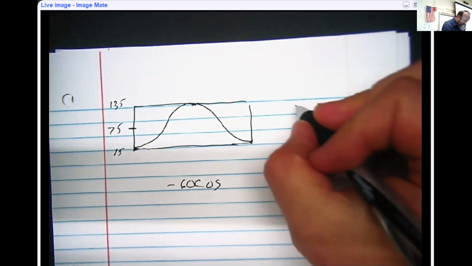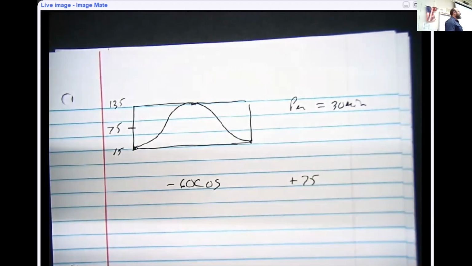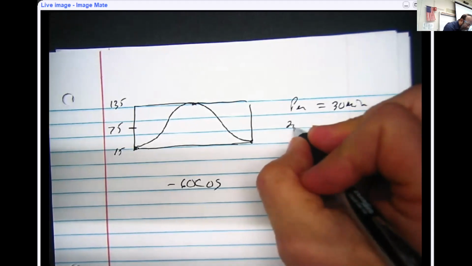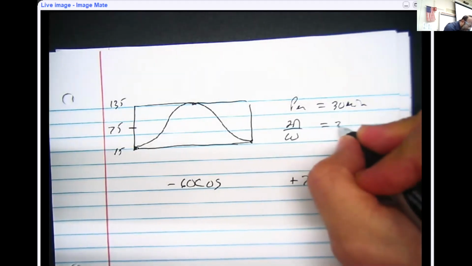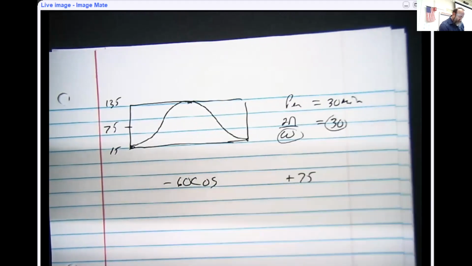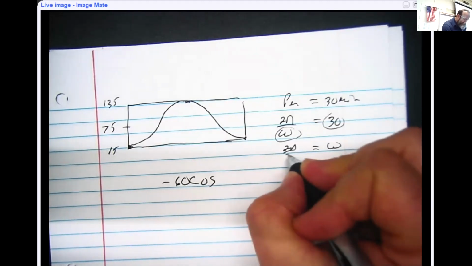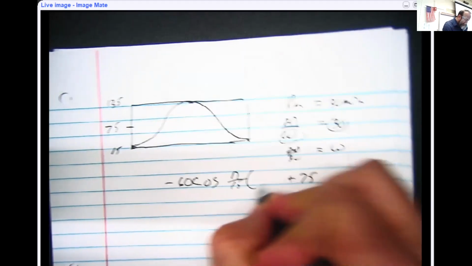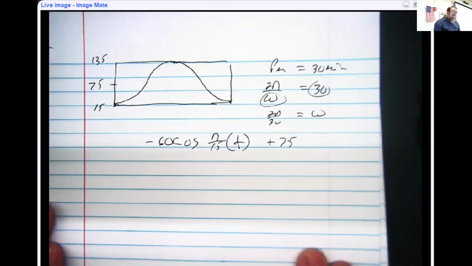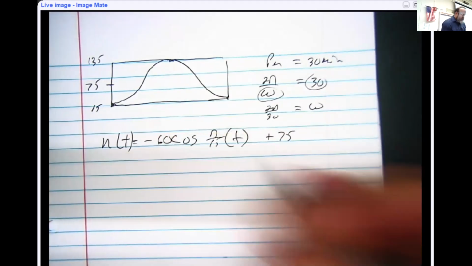And if the period is 30 minutes, what was the formula that we did over that? 2 pi over omega is 30 minutes, right? So if we do this little thing that we talked about earlier called exchanging the extremes, then omega would be 2 pi over 30, also known as pi over 15 t. This is the height as a function of time.